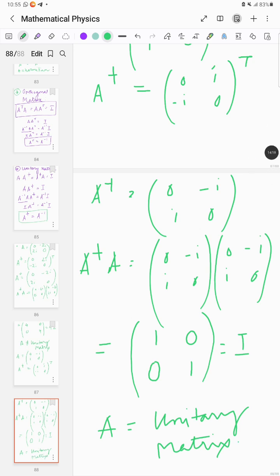So that's all for the properties and types of matrix. We'll continue with matrix in the next video as well, but then we'll talk about some different topics like eigenvalues and eigenvectors. All right.